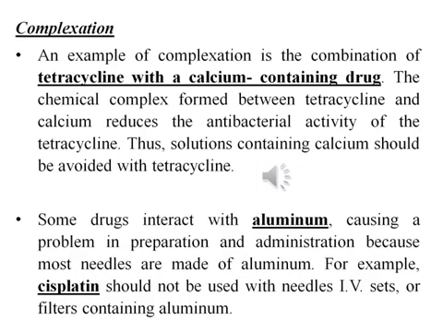Complexation. An example of complexation is the combination of tetracycline with a calcium-containing drug. The chemical complex formed between tetracycline and calcium reduces the antibacterial activity of the tetracycline. Some drugs interact with aluminum, causing a problem in preparation and administration because most needles are made of aluminum. For example, cisplatin should not be used with needles, intravenous sets, or filters containing aluminum.